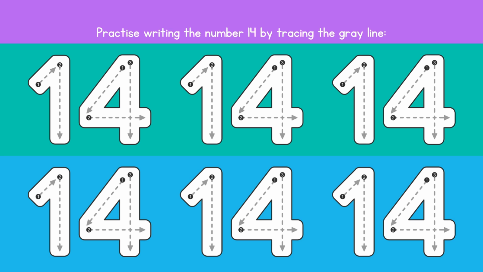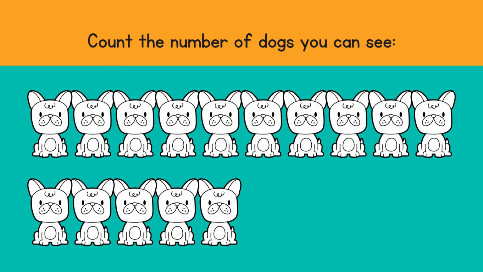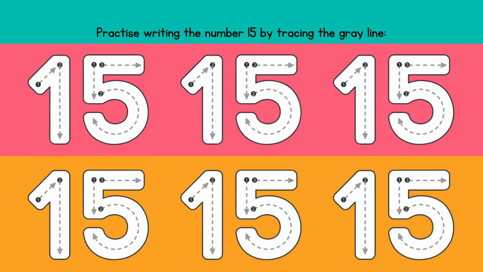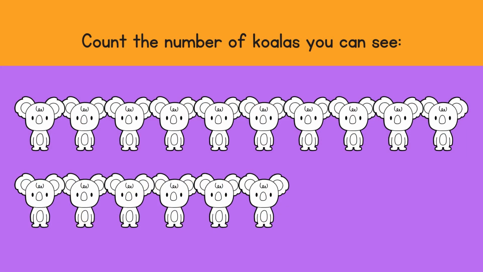Practice writing the number 14 by tracing the gray line. Count the number of dogs you can see. Practice writing the number 15 by tracing the gray line. Count the number of koalas you can see.